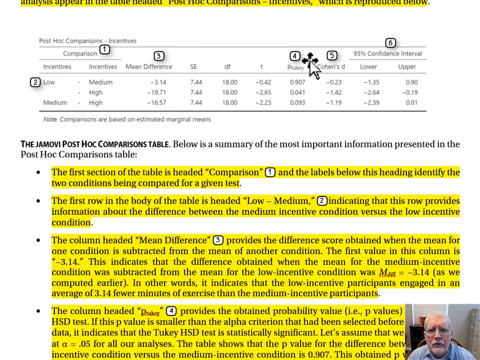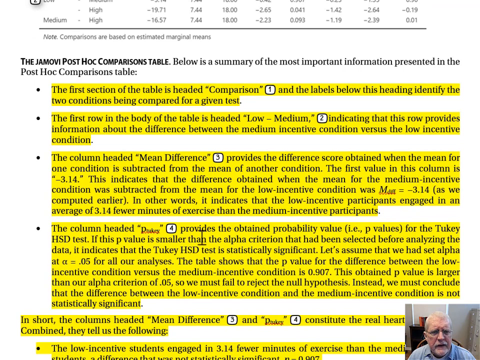Call-out number 4, we move over to this part of the table below my call-out number 4. The column headed P Tukey provides obtained probability values, p-values, for the Tukey HSD test. If this p-value is smaller than the alpha criterion that had been selected before analyzing data, it indicates the Tukey HSD test is statistically significant. Let's assume we had set alpha at 0.05 for all our analyses. The table shows that the p-value for the difference between the low incentive condition versus the medium incentive condition is 0.907.